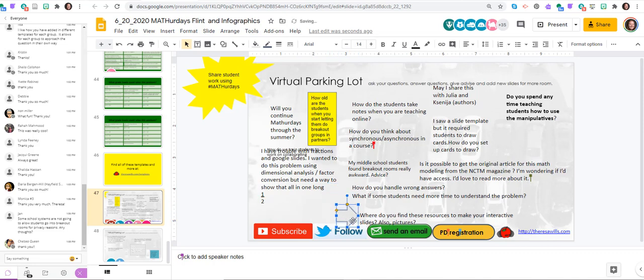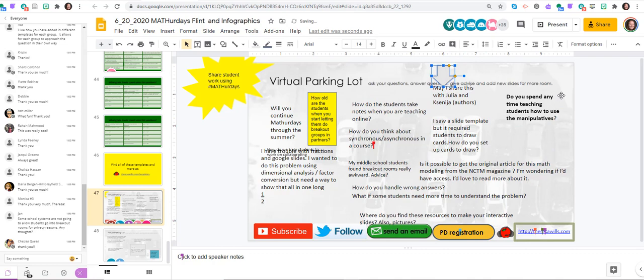Where do you find the resources to make your interactive slides, also pictures? Like I said, I've been doing this for about 6 years, so I have quite a collection. I've made those available on my website. If you want to click here, you'll be able to see under templates all the different ones that I've used. And I encourage you, if you make some and you want to share them with the community, several of those slides on there are from other people that have said, hey, put it up there because I think it'll be useful.